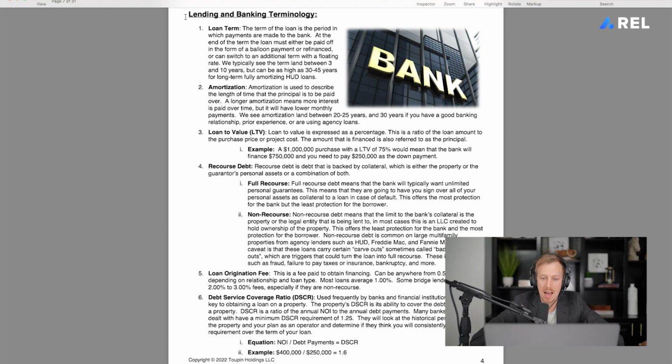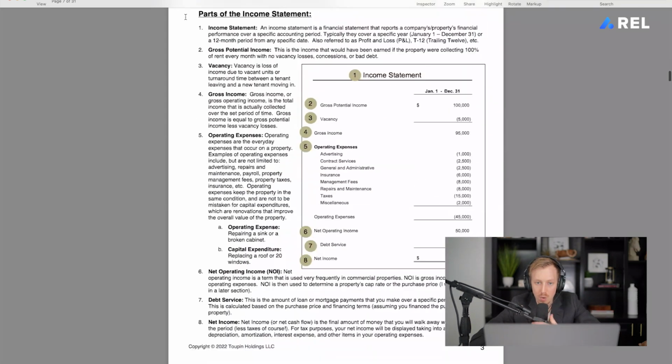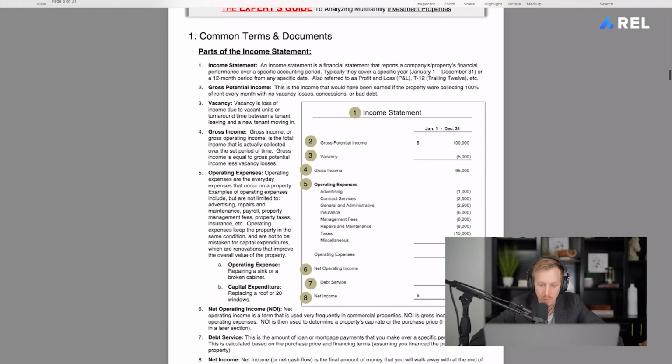The higher the amortization, we like higher amortizations. 30 years is ideal. Most smaller banks will do up to 25, not 30 normally. Bigger banks and agency lenders, which we'll go over later, will do 30 years normally. 30 years is better because you're going to have a lower monthly payment. The lower your monthly payment, the more cash flow you're going to make.